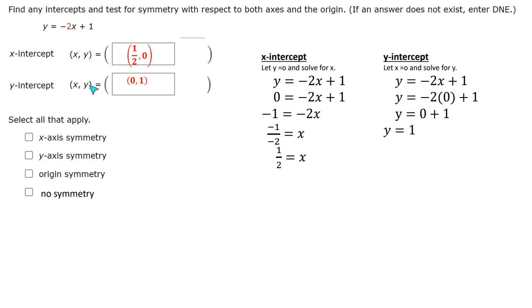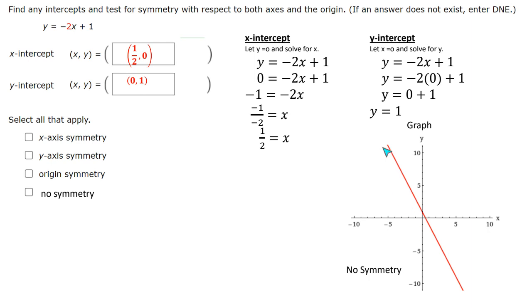In order to graph a line, you have learned different methods throughout the semester, but one method is to use the x- and y-intercepts. In this situation, we were able to find both, and if we plot those, this would be our graph. To figure out if it has symmetry, we can look at our graph. In this example, it has no symmetry for the x-axis, y-axis, or the origin.